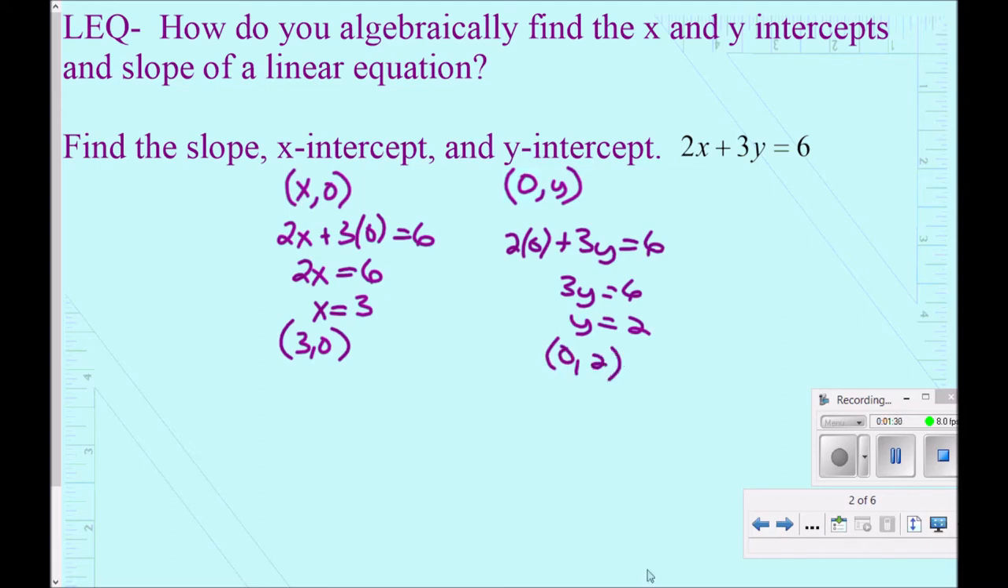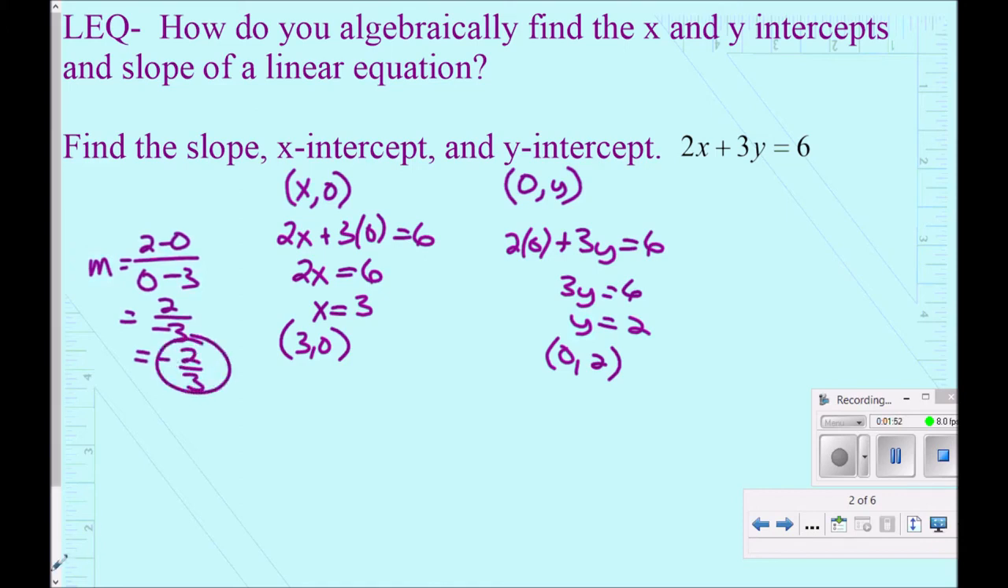The slope, now I have 2 points, so I actually can just keep it in standard form, and I can just use these 2 points and calculate the slope. We know slope is change in y, so 2 minus 0 over change in x, 0 minus 3, gives us 2 over negative 3, or negative 2/3. So the slope is negative 2/3.